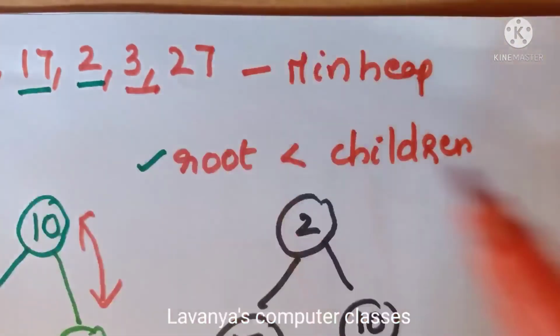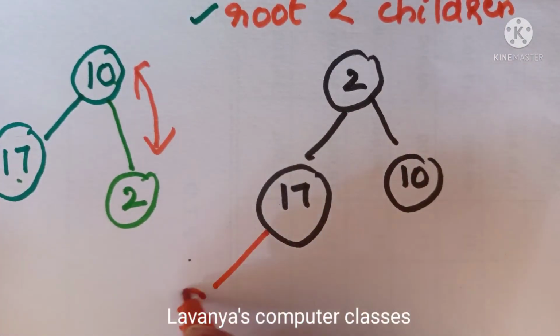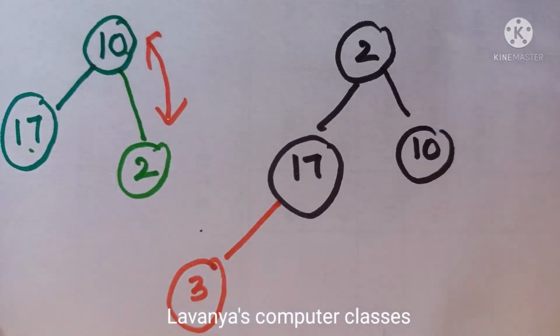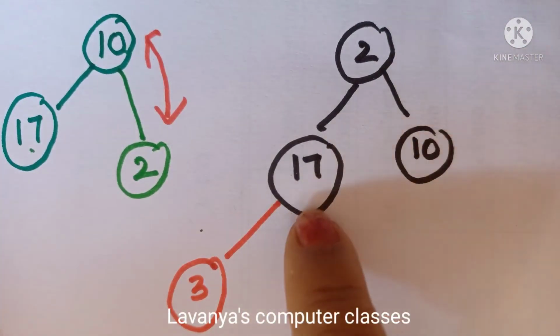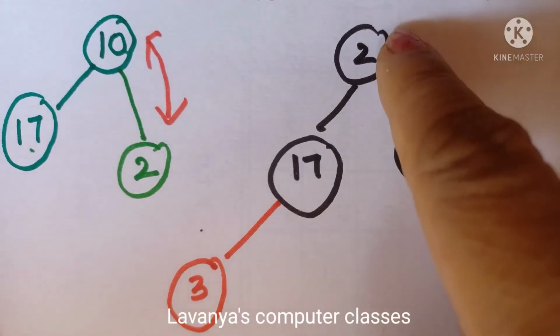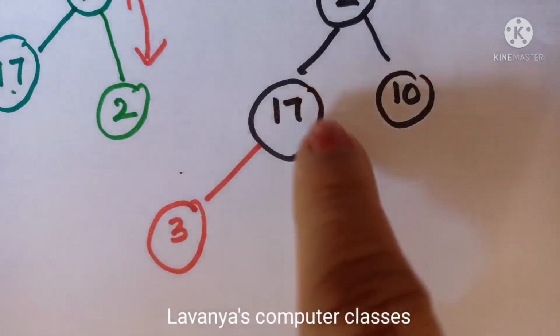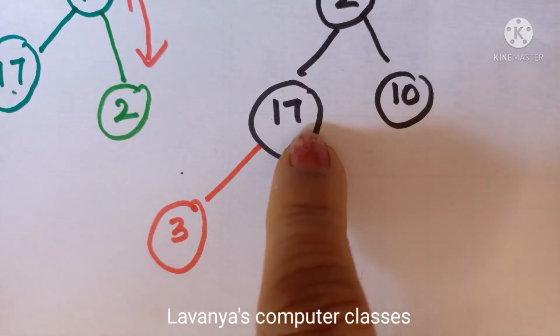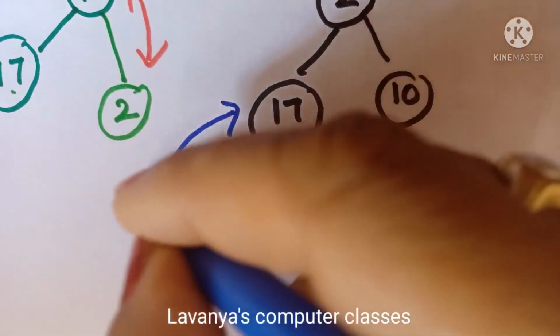Now go to 3. We keep 3 on the left-hand side of 17. Again after adding one more new node, check the property of min heap. Up to here it is satisfied, since root node is 2 and its two children are 17 and 10, both more than the root node. Coming to one more level, the left child is 3 and its parent node is 17. But here 17 is more than its child node. So it does not satisfy the min heap property.